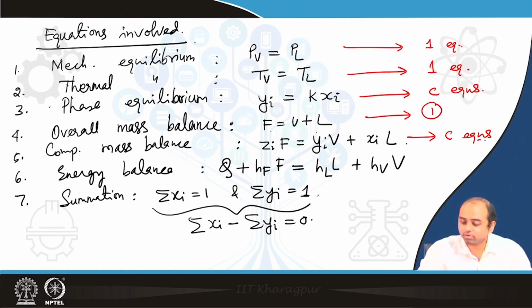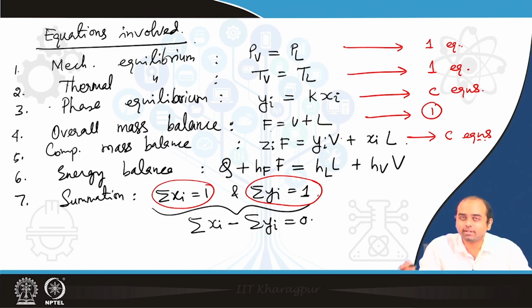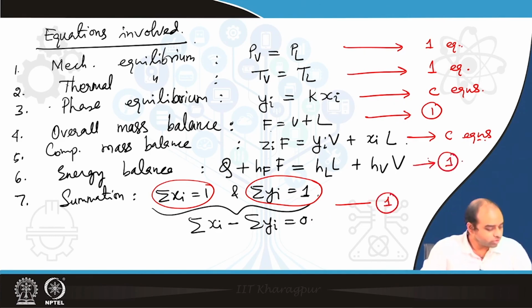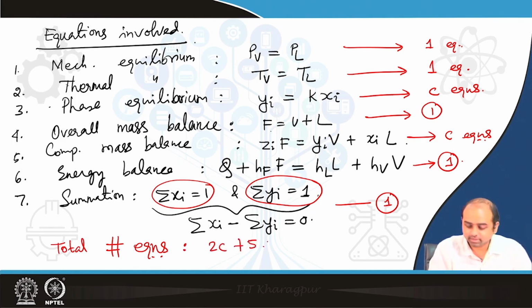So either you consider two individual summation equations for the liquid and the vapor fraction and you don't consider the overall mass balance, or the last component balance can be ignored because the last can be written as 1 minus the rest of the components, or you consider only one of the summation equations. So if you are considering C number of species balance equations, then from the summation equations we are only getting one equation, and energy is 1. So the total number of equations we are getting is 2C plus 5, isn't it?